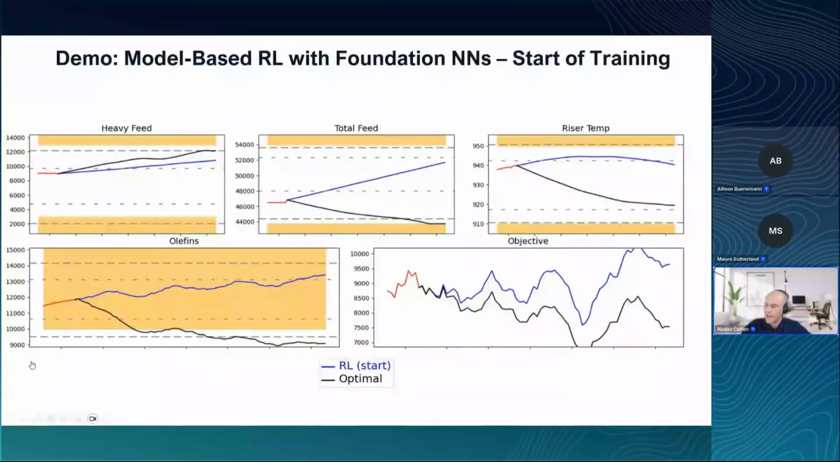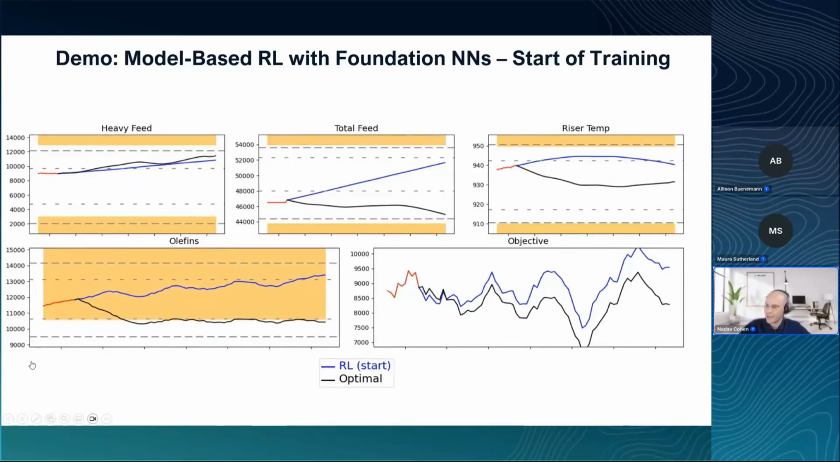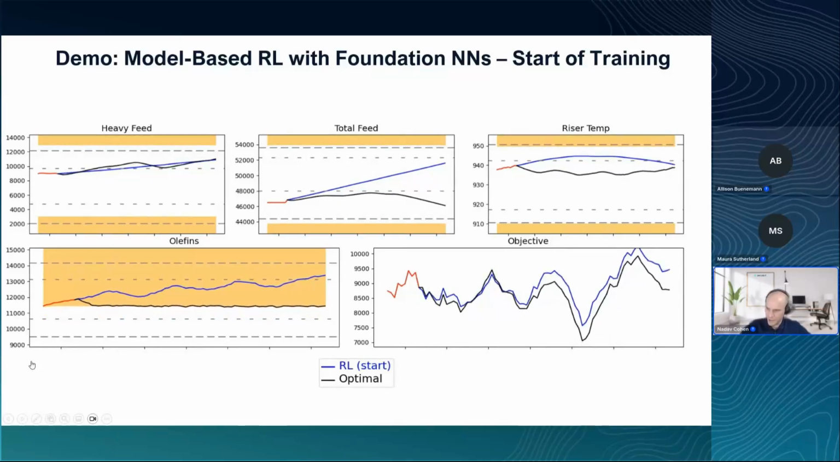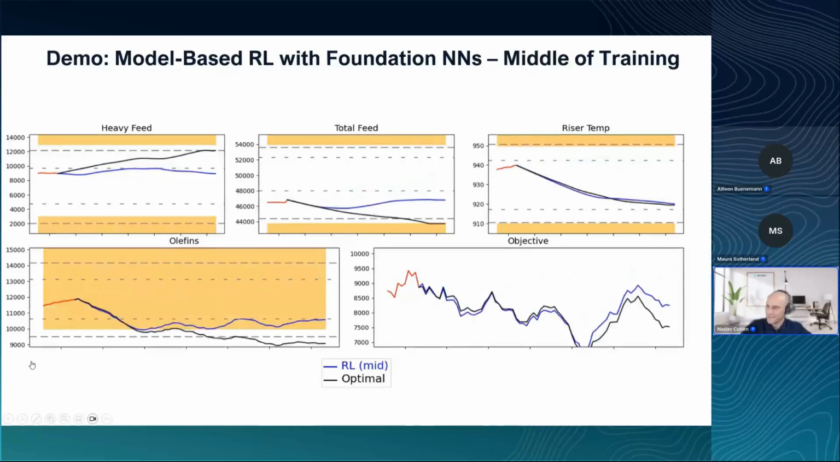Again, you can see here the exact same scheme. It's the MVs on the top, the elephant's rate on the bottom left, objective on the bottom right. Black is the optimal moves. Blue is what the RL controller produced, and this is at the very beginning of training. What you can see here is that basically the RL controller doesn't really respond to the elephant's bound changing. It barely trained. It doesn't have any experience at all, essentially. It's like a baby operator, if you will.